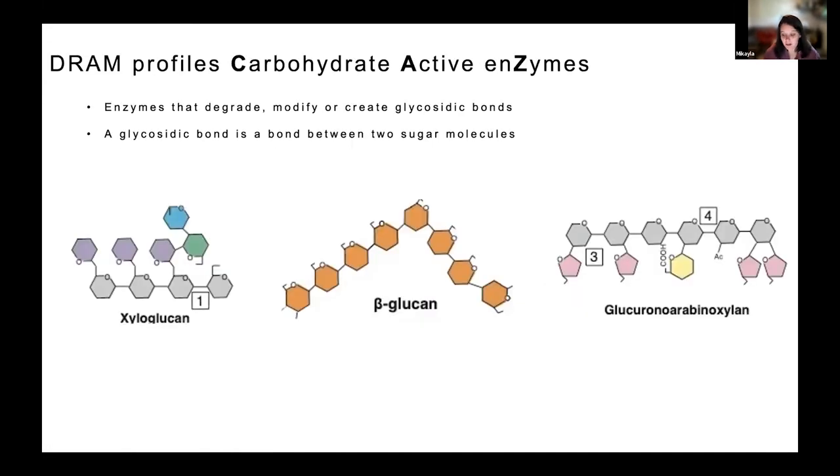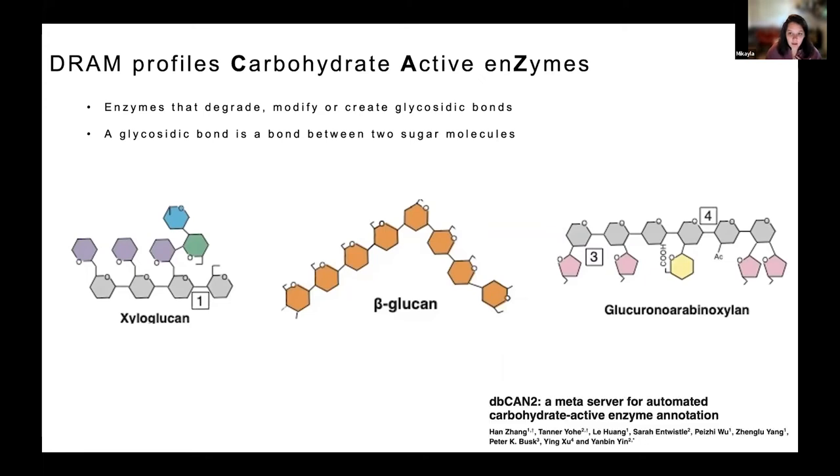I want to pause on the CAZymes because this is a really cool feature of DRAM and not present in other annotations. And so what are CAZymes? These are enzymes that degrade or modify glycosidic bonds, and this is for a large carbon polymer. So the things I mentioned before: pectin, xyloglucan, hemicellulose. And so to annotate these CAZymes, DRAM uses dbCAN2, which is a database.